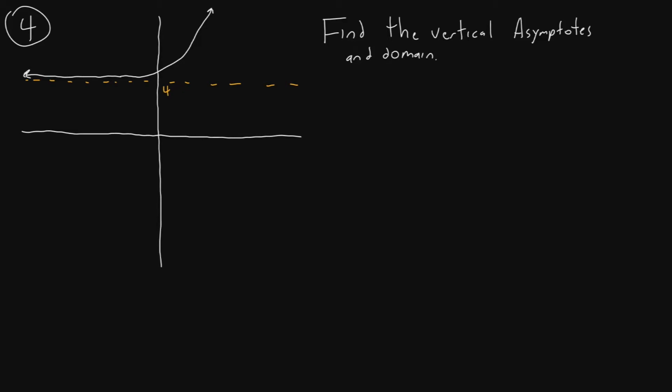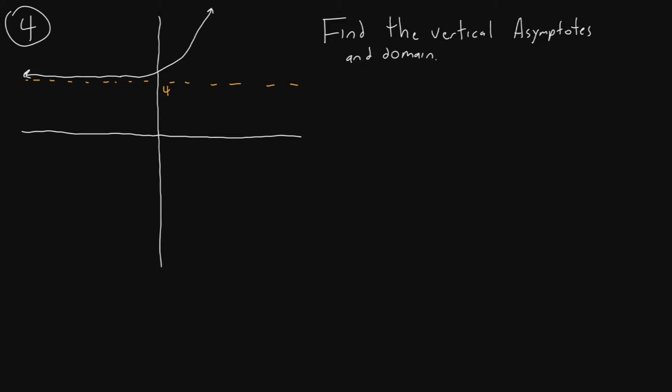Hello there once again. Welcome back to our Exam 1 review series. This time we'll be doing problem 4 with this graph that you see on the left side. Our first problem is going to be to find the vertical asymptotes and the domain.